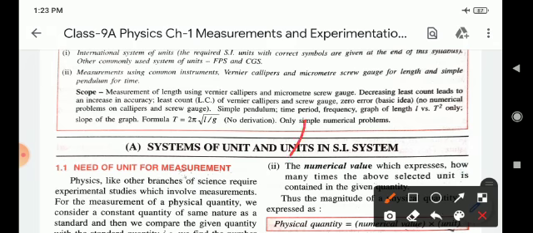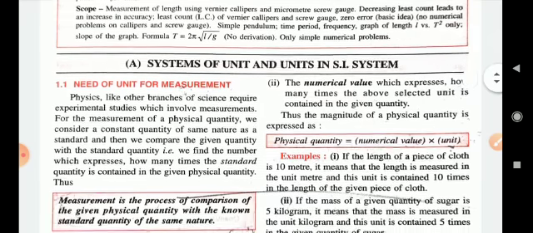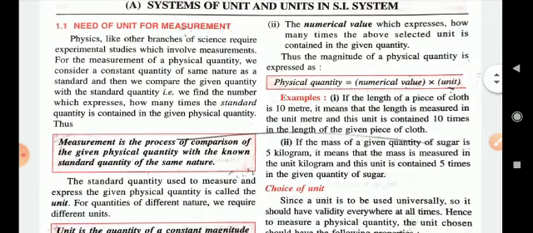Need for measurements. Physics, like other branches of science, requires experimental studies which involve measurements. What is the meaning of measurement? Measurement is the assignment of a number to a characteristic of an object or event which can be compared with other objects or events. Right? Measurement is the process of comparison of the given physical quantity with the known standard quantity of the same nature.